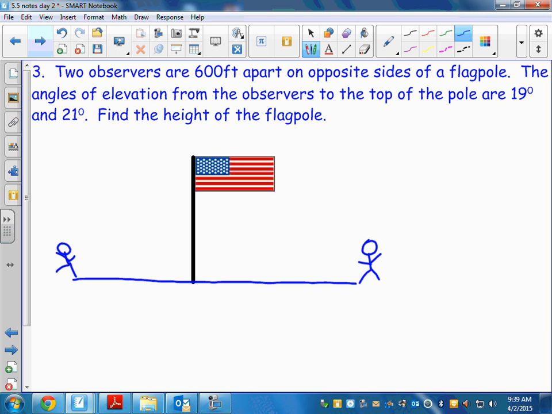I don't like drawing the people in because I think it makes the problem seem inaccurate, because they're telling us that the angles of elevation from the observers to the top of the pole are 19 degrees and 21 degrees. I guess we could just make the horizontal. I feel like it makes it look like we should take into consideration how tall people are. Doesn't matter. Angle, side, side.